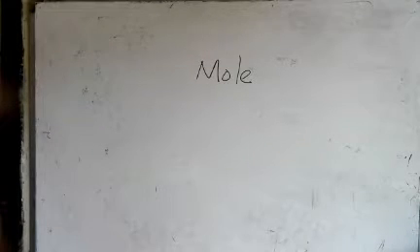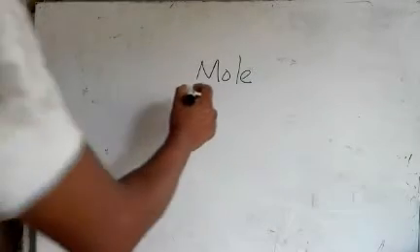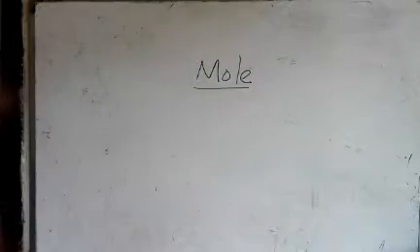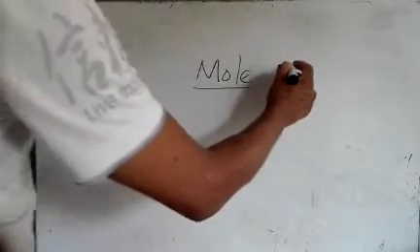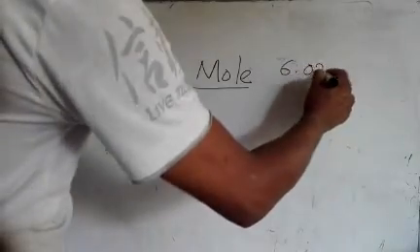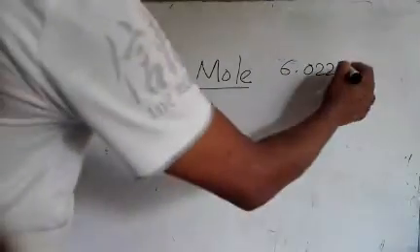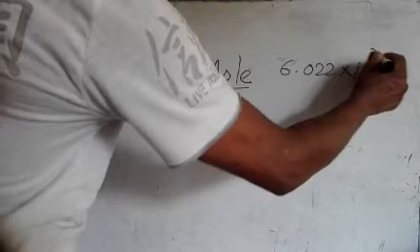Last day we studied about relative atomic mass and relative molecular mass and how to calculate that. Today our lesson is the mole. Mole is the unit to measure the number of particles in a particular matter. It indicates a number, 6.022 into 10 to the power 23.